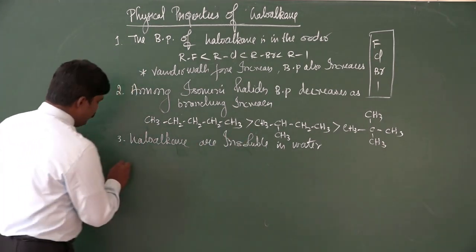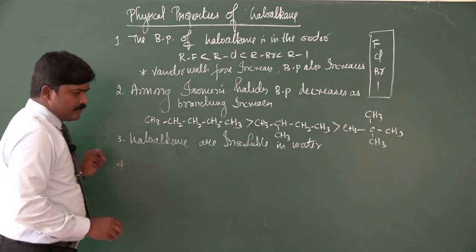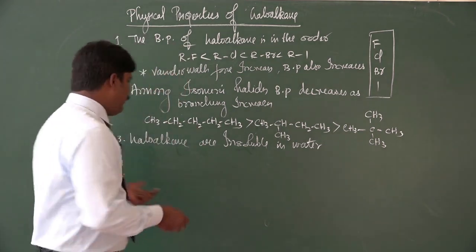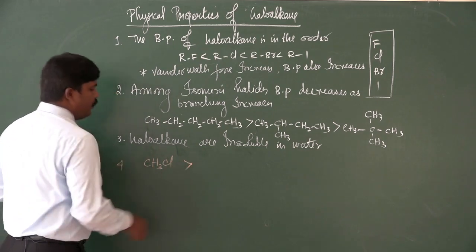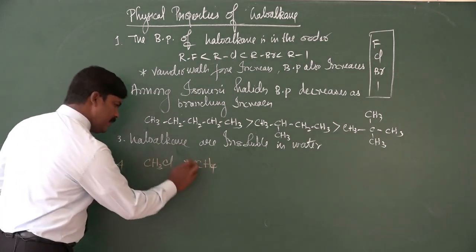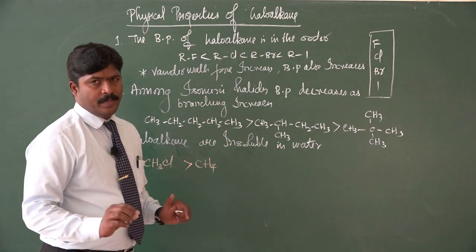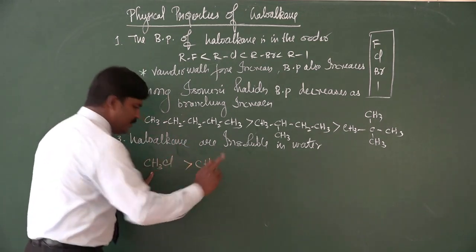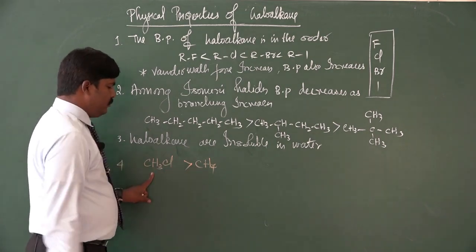The fourth point is that haloalkanes have a higher boiling point than the corresponding alkane. That means CH3Cl has a higher boiling point compared to CH4, because CH3Cl is polar in nature and CH4 is non-polar in nature. Therefore, the boiling point of CH3Cl is greater than CH4.